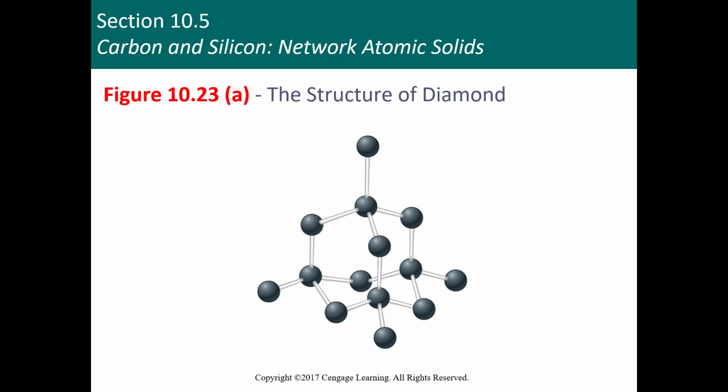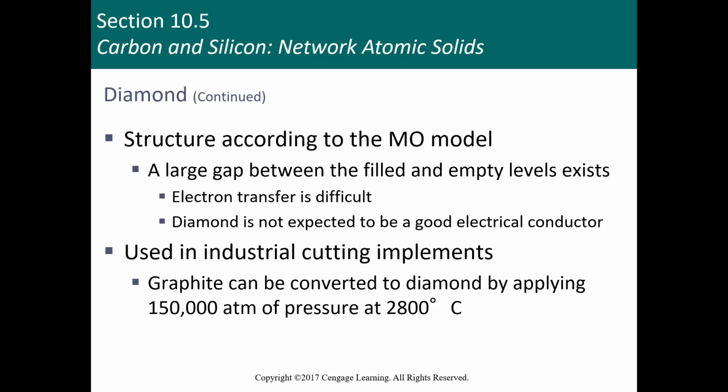All right, so here's your structured diamond like we saw before. So the structure according to the MO model, you have a large gap between the filled and the empty levels. You may have remembered that the metal sea of electrons had almost no gap, and that's why electrons can move along it so easily. It doesn't have any significant gap between filled and unfilled orbitals. And so it doesn't take any real energy for those electrons to jump around. Diamond, on the other hand, and most atomic network solids have large gaps between the filled and empty levels.